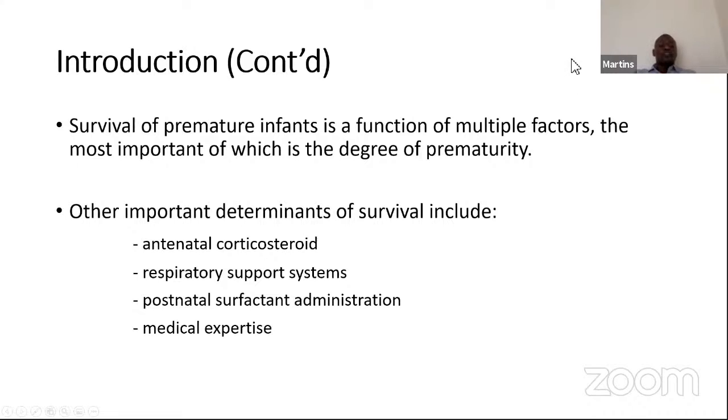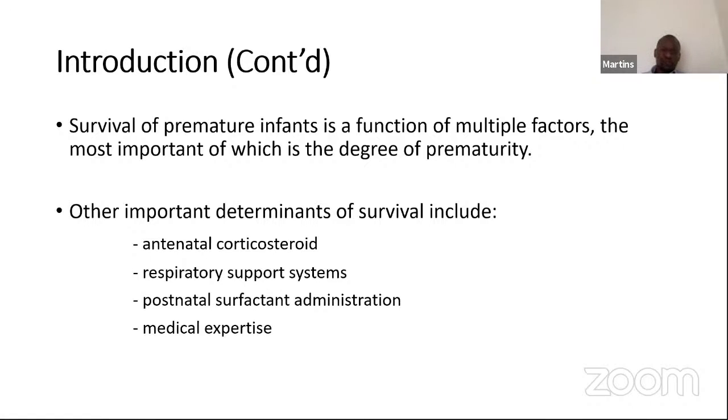So the survival of the premature infant is actually a function of multiple factors, the most important of which is the degree of prematurity. So we have babies who are extreme preterm, very high preterm, moderate preterm, and all that. So the moderate preterm is from around 32 weeks.